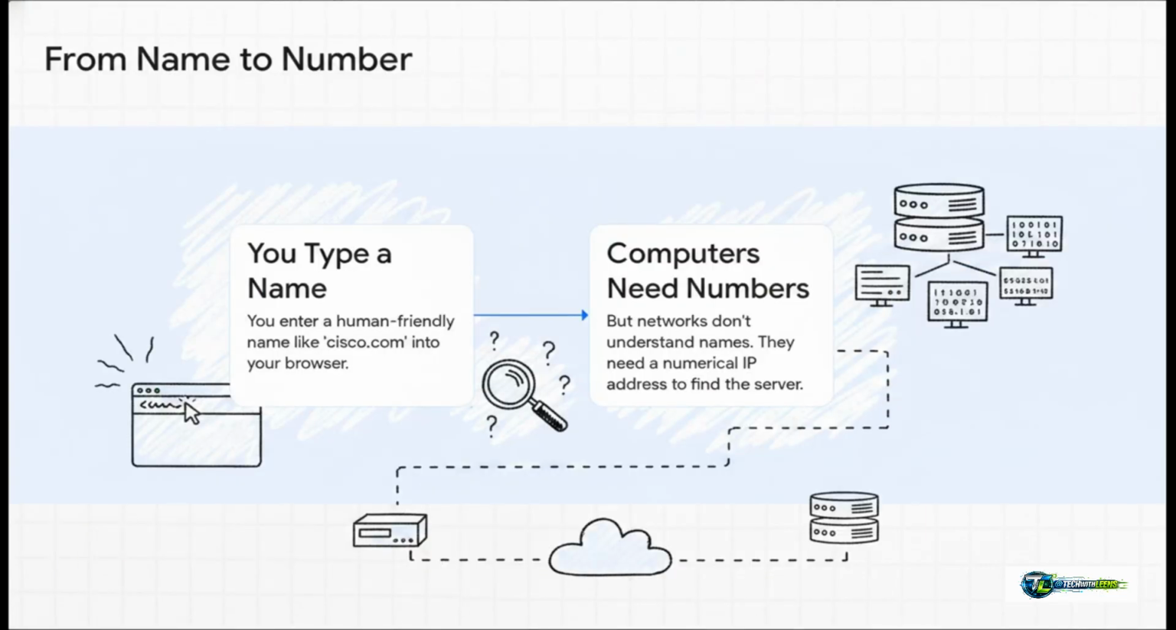So, step 1, you type cisco.com and hit enter. That's easy for us humans to remember. But here's the thing. To the network, that name is meaningless. Computers don't do names. They need a specific number, an IP address. So right away, we have a problem. How do we find that number?